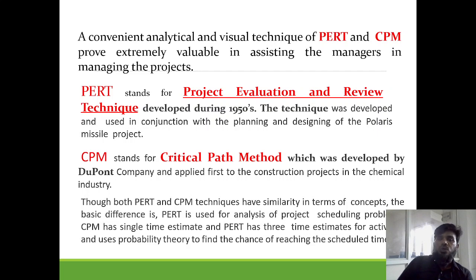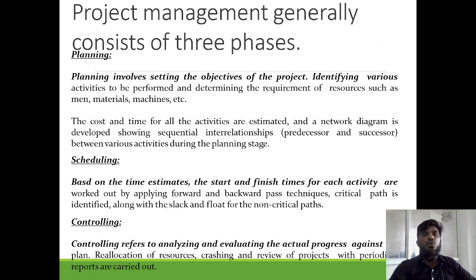Though the PERT and CPM techniques are similar in concept, the basic difference is that PERT is used for the analysis of projects and scheduling problems. CPM has a single time estimation, meaning once it has been estimated, it will keep on being repeated. Whereas PERT has three time estimations, because it is completely based upon probabilities. The probability is nothing but it may pass, it may fail, so it may give a positive or a negative result, so both should be included.